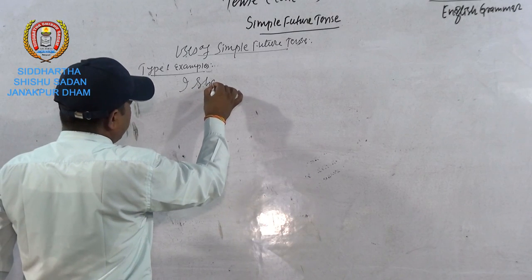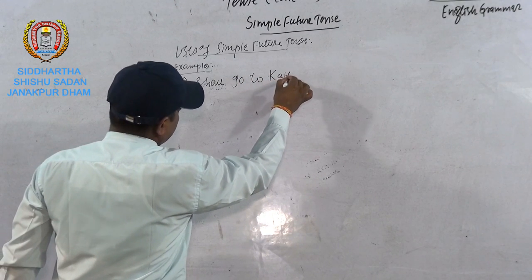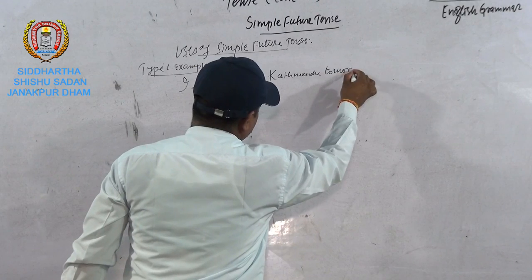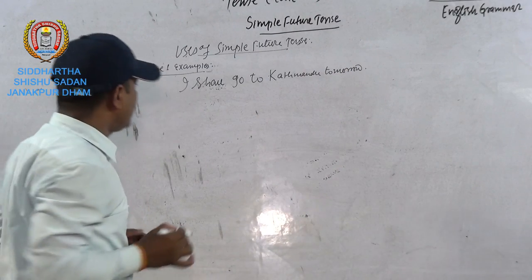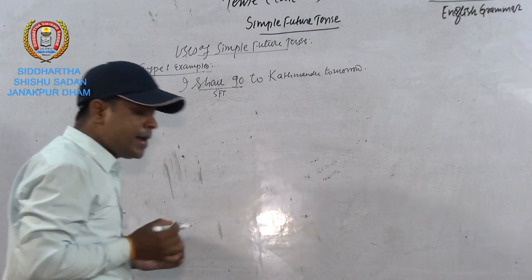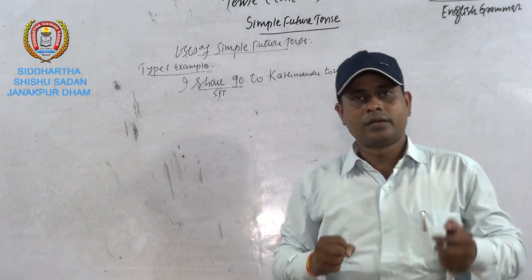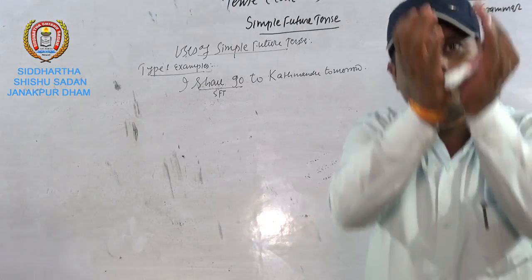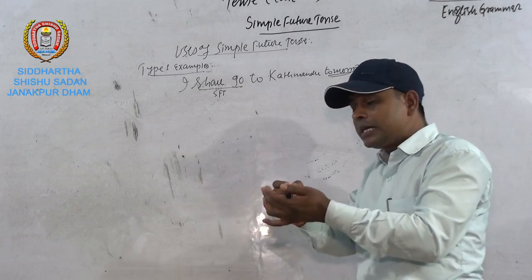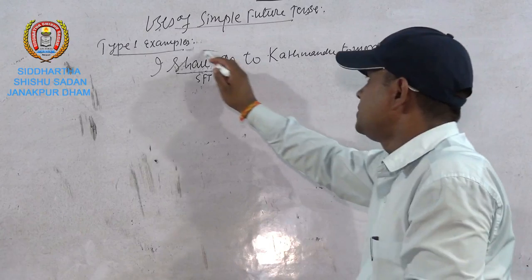I shall go to Kathmandu tomorrow. See here. What is the tense used here? Shall plus V1. Simple future. Why? Because this action will take place in future. This action will take place at some point of time in future. What's the point here? Tomorrow. The act of going will take place tomorrow, after the time of speaking. That's why simple future tense is here.